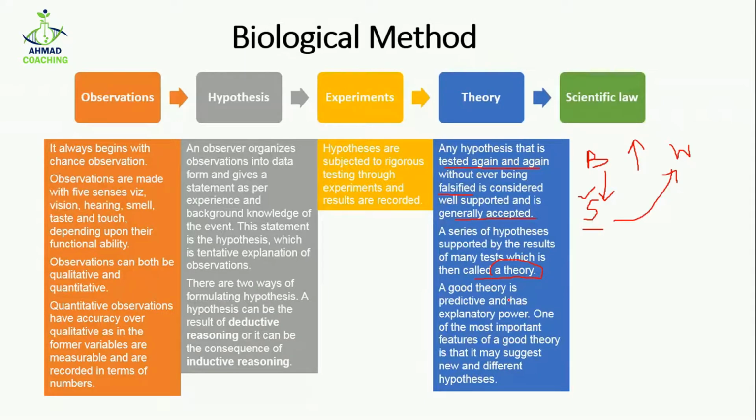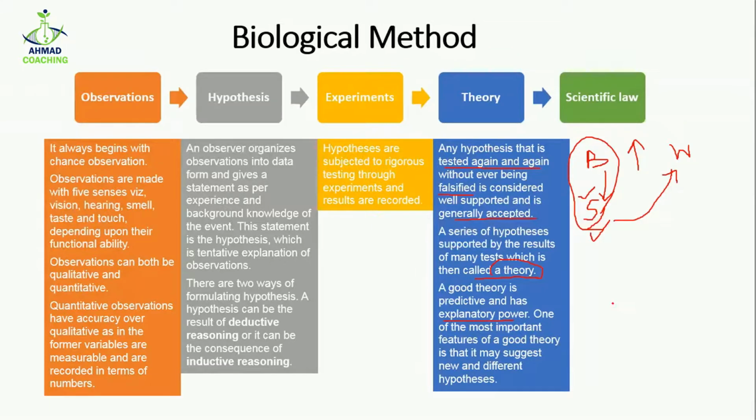A good theory has predictive and explanatory power. It means that a theory is going to explain whatever it is about. You can explain why sparrow has wings. Why? Because it is a bird. That is why the sparrow has wings. So this is how the theory is going to work.